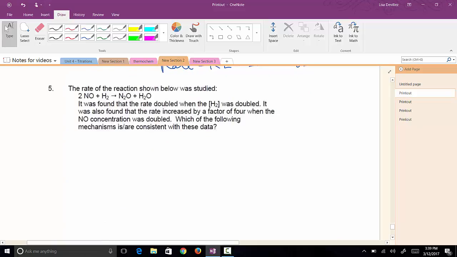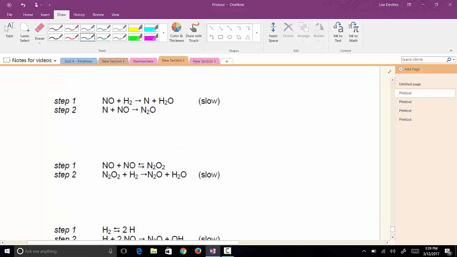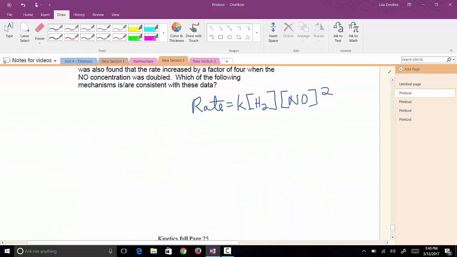The rate of the reaction shown below was studied. It was found that the rate doubled when H2 was doubled. So remember, that means it's first order in our hydrogen. It was also found that rate increased by a factor of 4 when the NO was doubled, so NO squared. Which of the following mechanisms are consistent with this data? So let's look and see. Here, the slow step is rate equals k[NO][H2]. All right, so that's not in agreement.